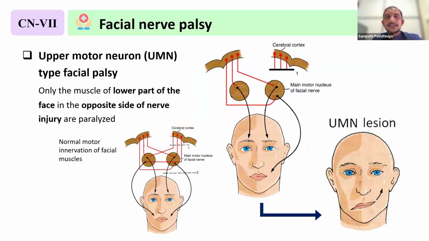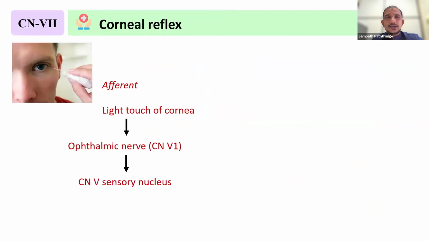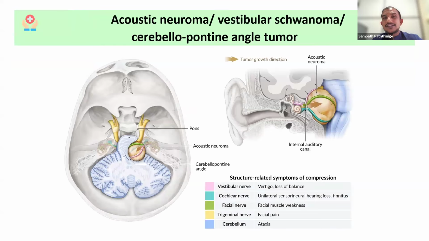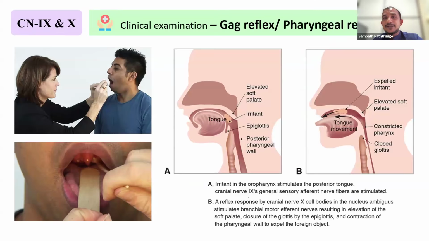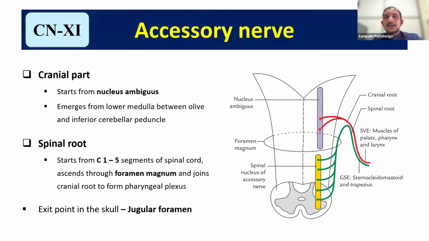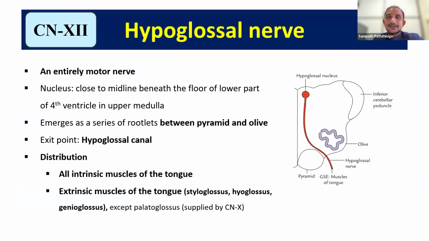Facial nerve. So just have a look at it, right? How the cornea is affected. This is about the acoustic neuroma. And finally the lower cranial nerves. So the gag reflex is there, right? And this is what I've been telling you about the jugular bulb tumors, which affect the 9th, 10th, and 11th nerves, right?